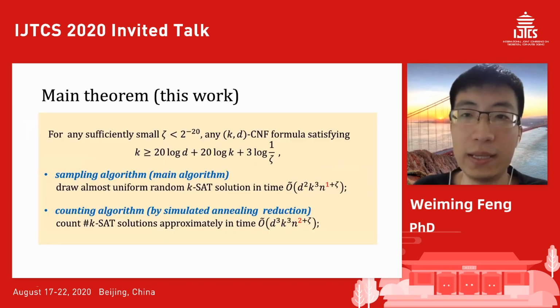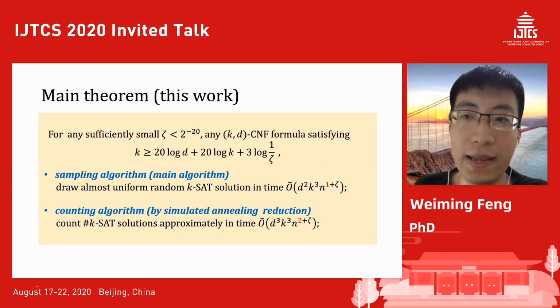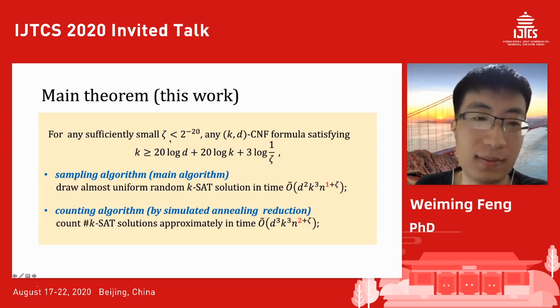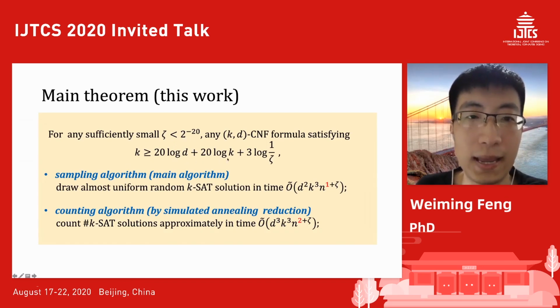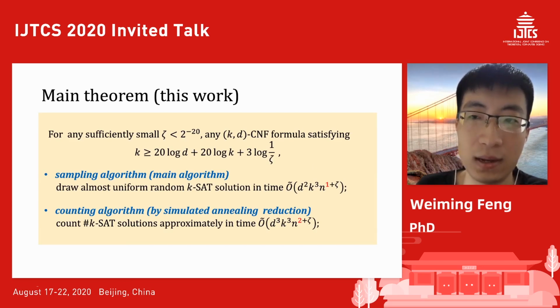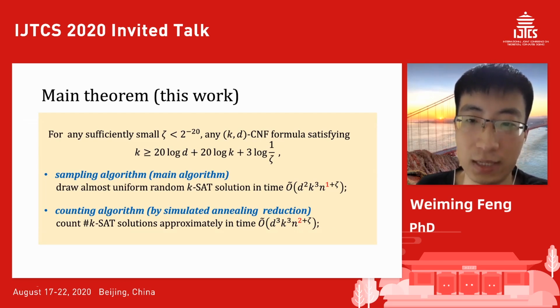Now, more formally, we actually prove the following main theorem. For any sufficiently small parameter zeta, if k is greater than 20 log d plus 20 log k plus 3 log 1 over zeta, then we have a sampling algorithm in time O(d^2 k^3 n^(1+zeta)), and we also have a counting algorithm in time O(d^2 k^3 n^(2+zeta)).